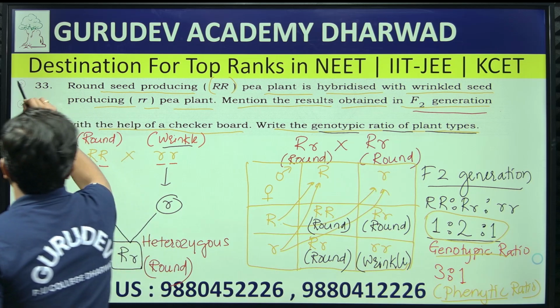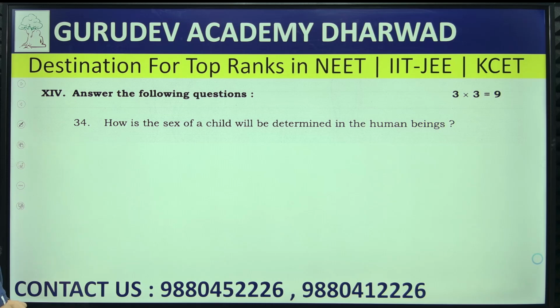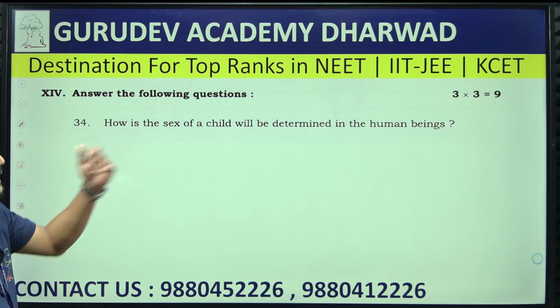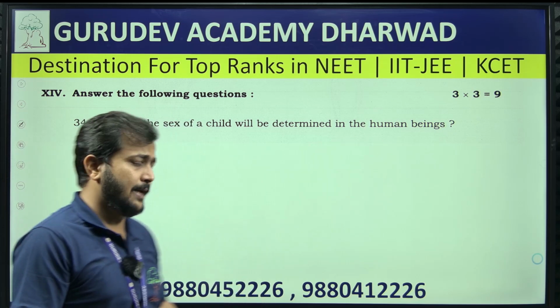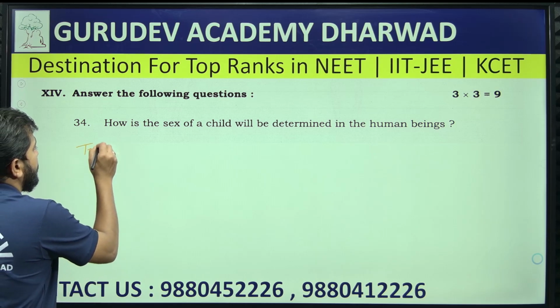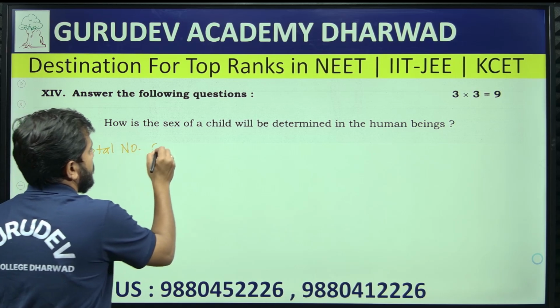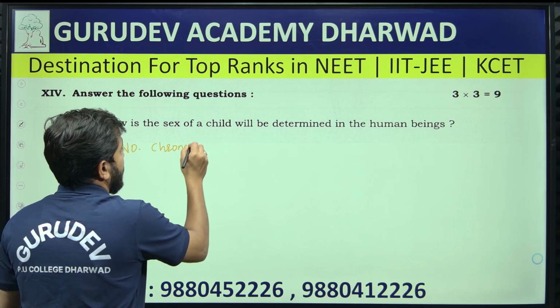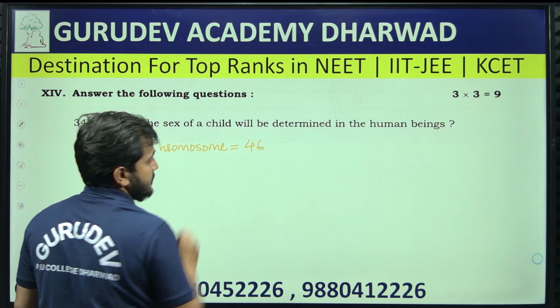So we will go ahead with the next question. How is the sex of a child determined in human beings? What we have to understand is the total number of chromosomes. The total number of chromosomes is 46.